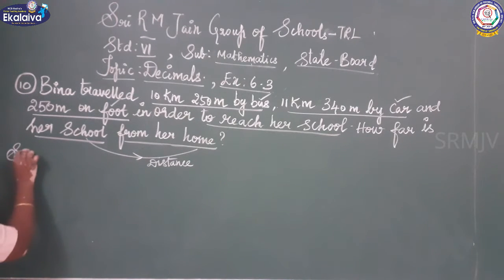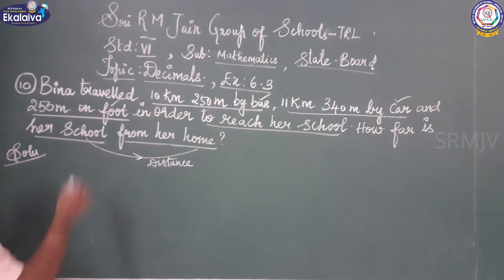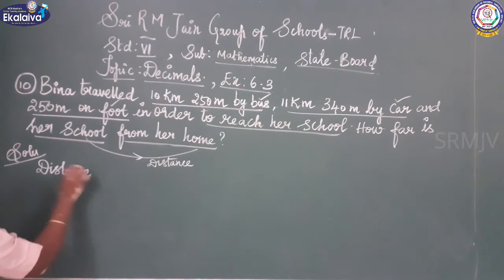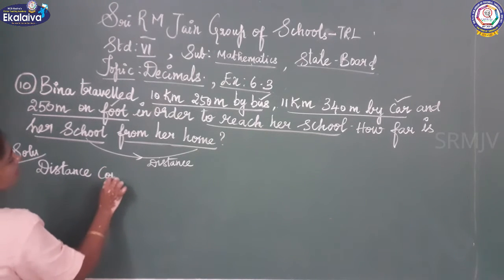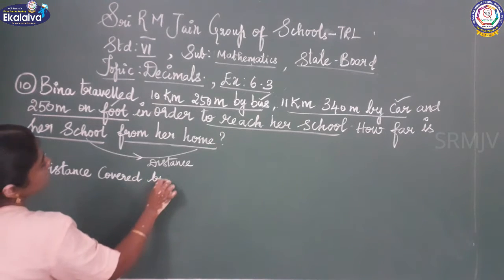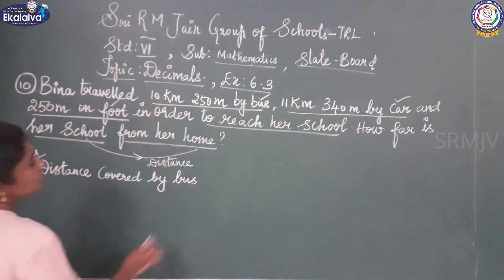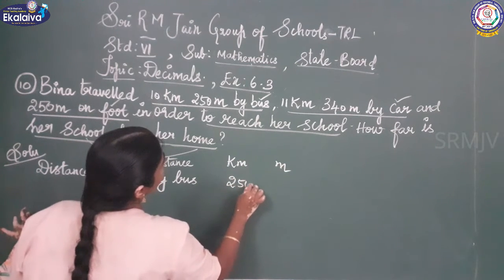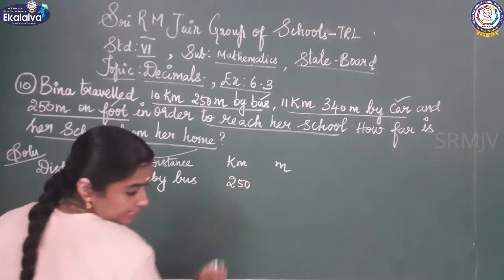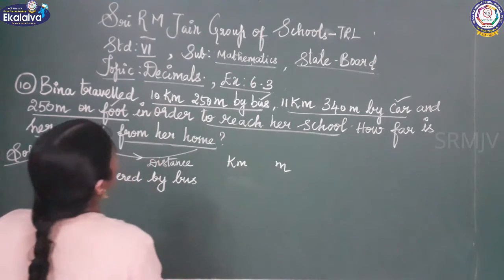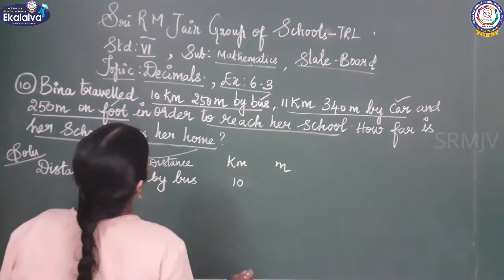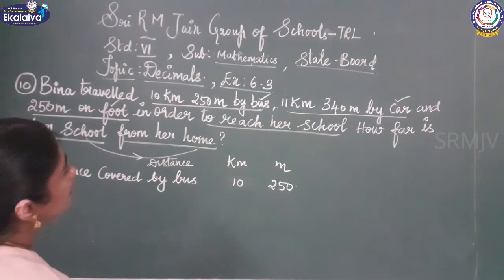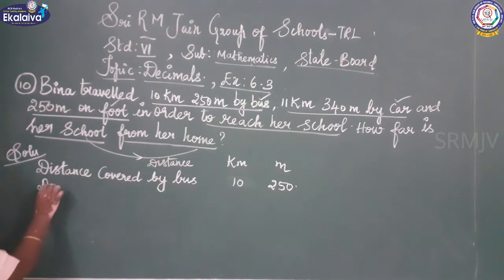Now listen. Kilometer. So I am going to start with what? Distance. Distance covered by bus. How much? Kilometer, meter. Listen, this is what? 10 kilometer. Listen, children. 10 kilometer 250 meter. Now next, distance covered by car.